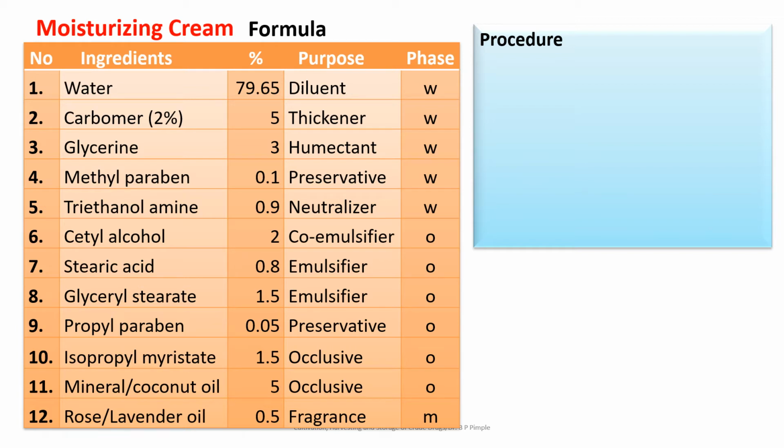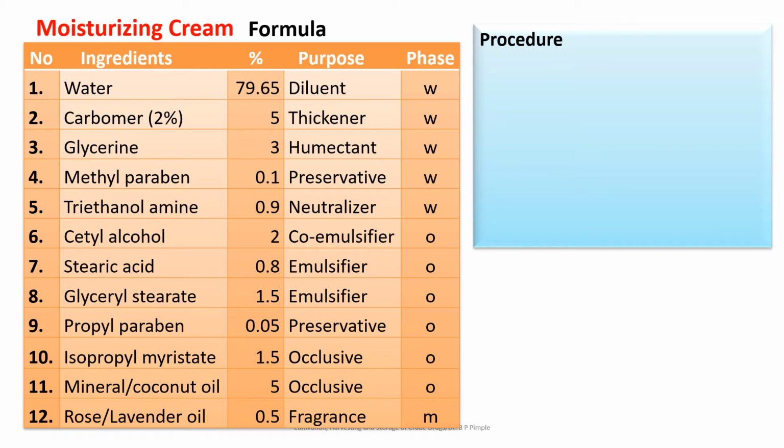And the third important part is an emulsifier. Usually the creams are O/W type of creams, and here glyceryl stearate or stearic acid can serve the purpose of an emulsifier. And then fragrance and preservatives like propyl paraben are used.